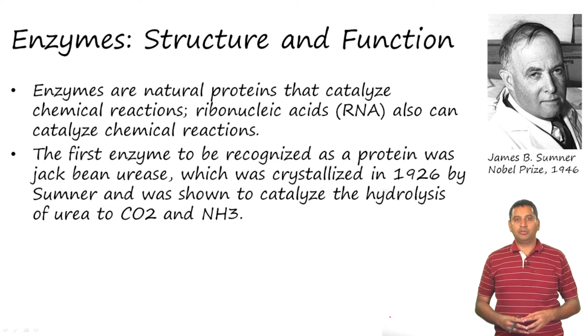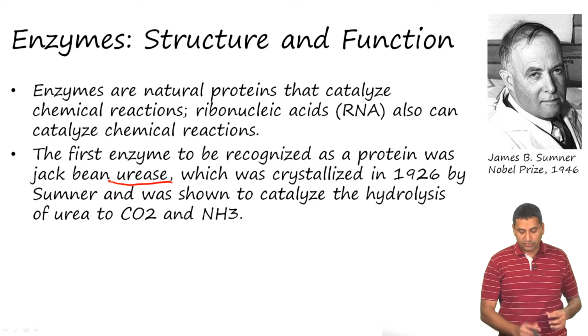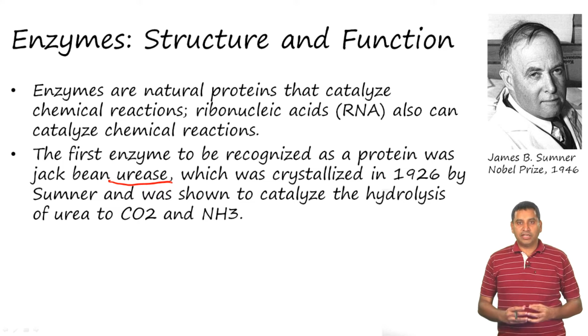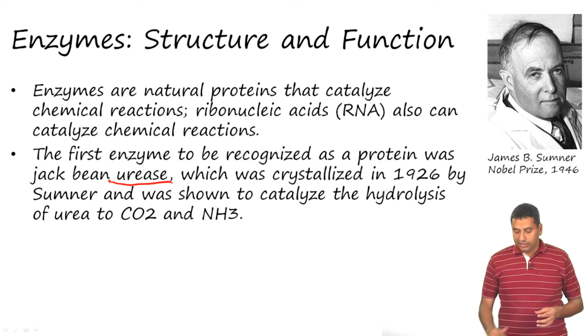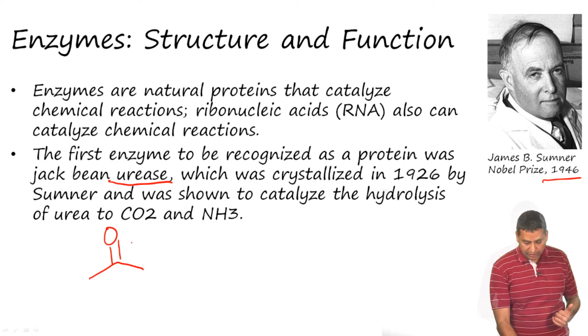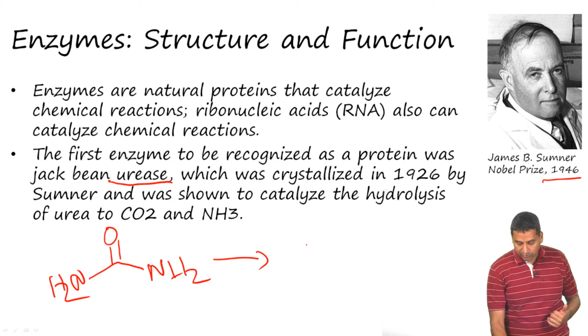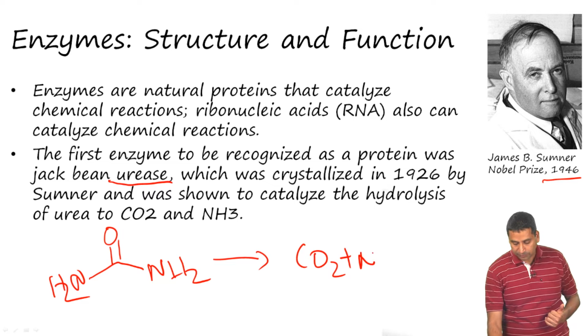The first enzyme to be recognized as a protein was urease, which was isolated from jack bean, and it was crystallized in 1926 by Sumner. James Sumner subsequently won the Nobel Prize in 1946 for this discovery, and this enzyme catalyzes the reaction of urea to carbon dioxide and ammonia.